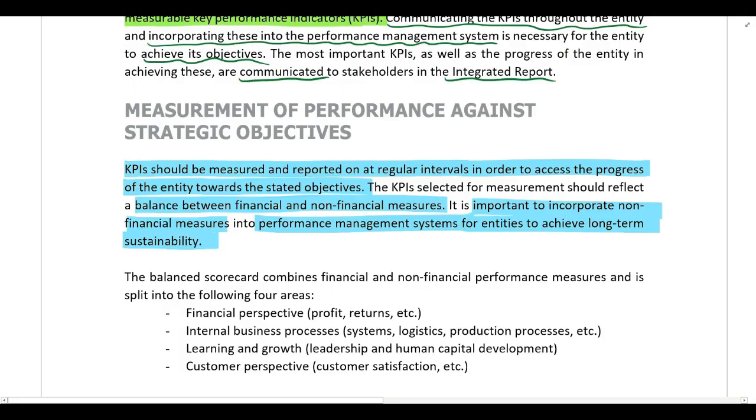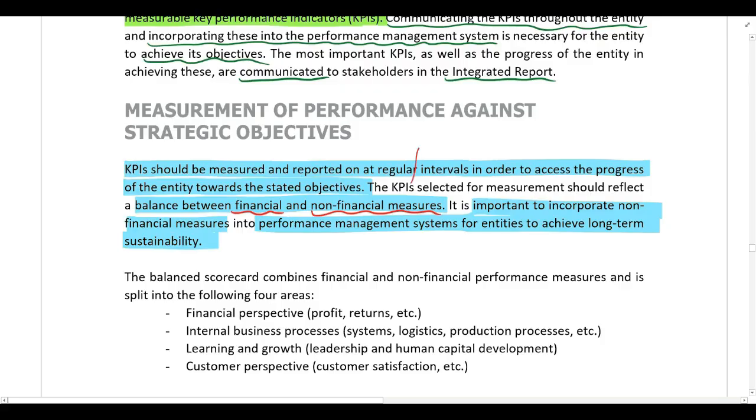The problem with only focusing on financial measures is we then only focus on the short term. And we don't want companies just to focus on short-term profits. We want companies to focus on being sustainable in the long term. And in order to do that, we need to make sure that the KPIs do not only focus on financial measures, but also include non-financial measures.